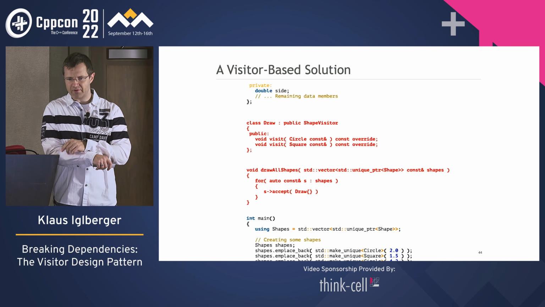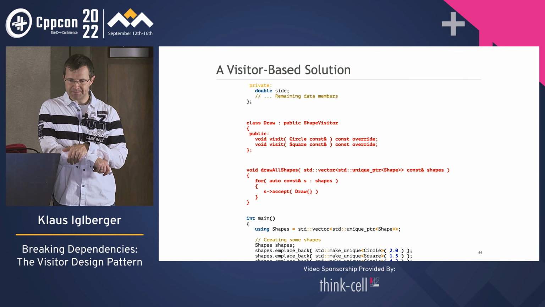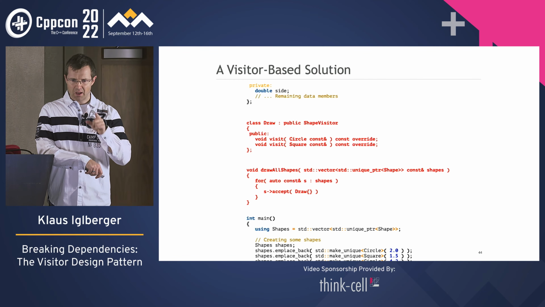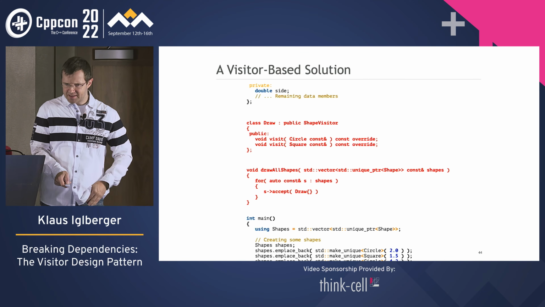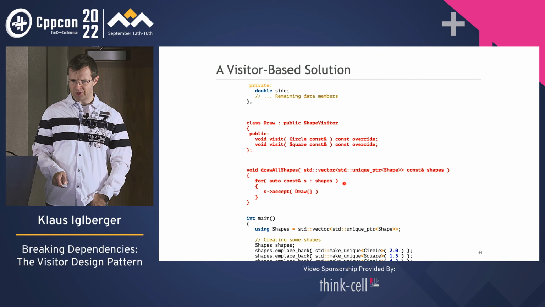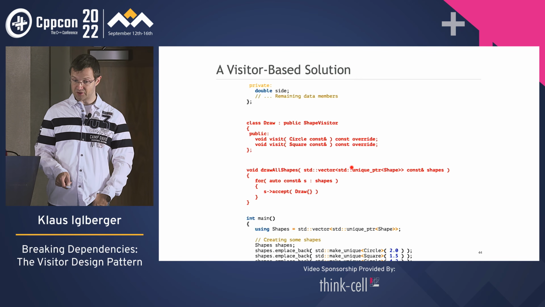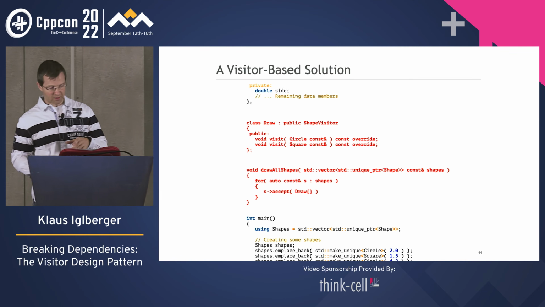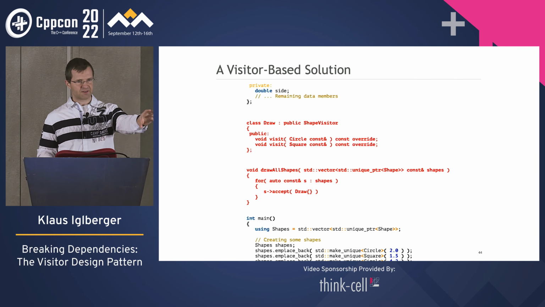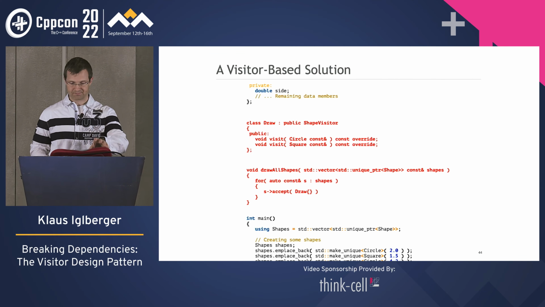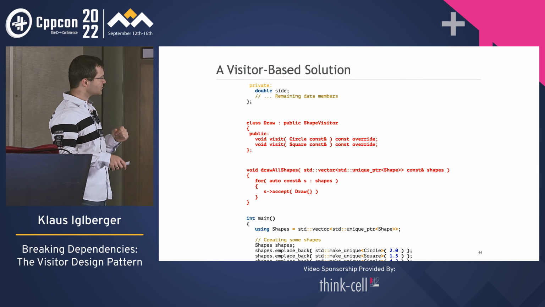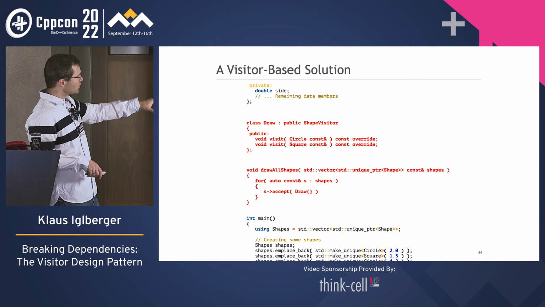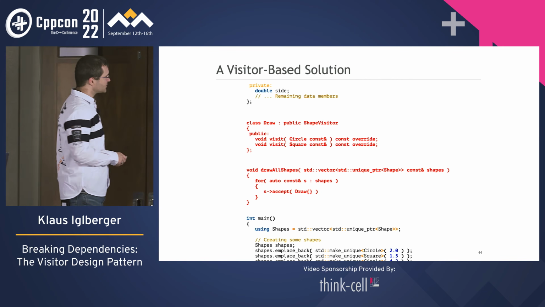So draw is deriving from the shape visitor and implements the two visit functions. Draw all shapes still takes a vector of shape pointers and traverses all of these, but it doesn't do anything circle or square specific anymore. It just says accept this visitor. Please do this draw. And of course, there can be more arguments, so draw is probably not empty. It might get a color, a texture, whatever you want. And this is now applied to this particular shape.